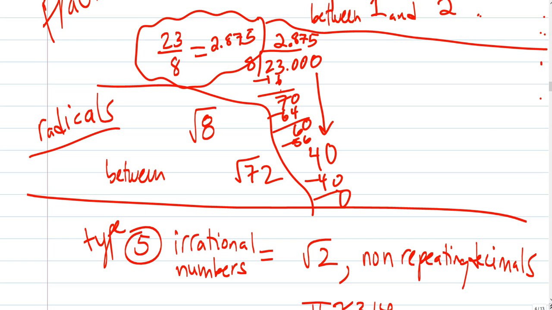But what I do is I know it's between two numbers. How do I know? Well, I know the square root of 4: what number times itself makes 4 is 2. And I know that the square root of 9 is 3. So doesn't it make sense that the square root of 8 would be between the square root of 4 and the square root of 9? Isn't 8 between 4 and 9? Then that means that our answer must be between 2 and 3.